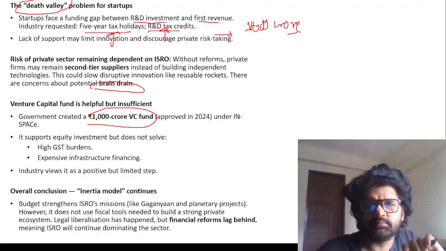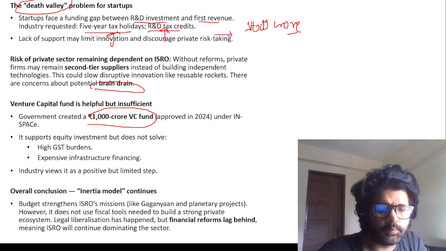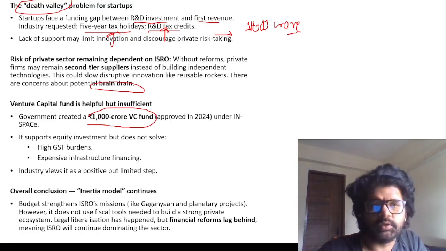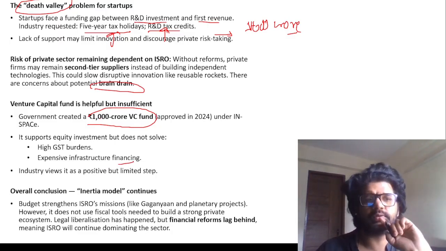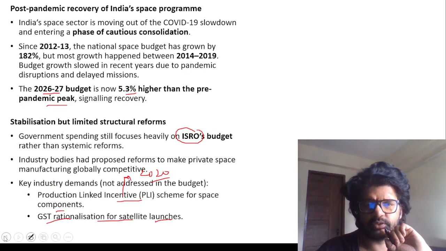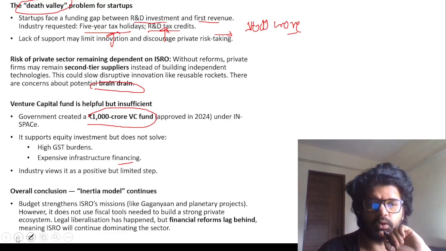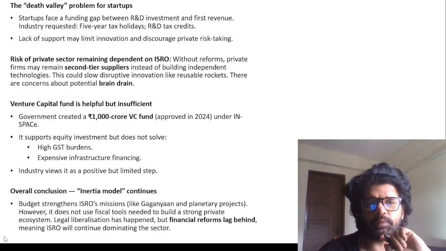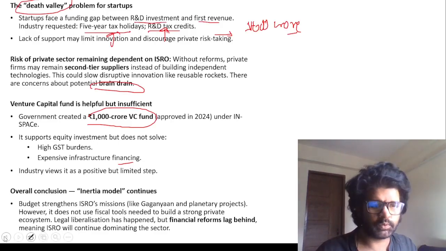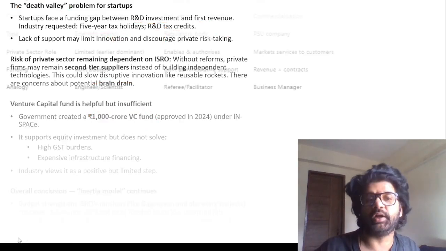But again, that is good, but it is not solving the GST problem on input materials, like space sector input materials. GST is there. Expensive infrastructure financing, critical status is needed for the space sector. That's what this article is saying. Give them the status of critical infrastructure so that they can get loans at a cheaper rate. So right now we have allowed the private sector on paper, but in reality we are still too dependent on ISRO. So legal liberalization has happened, but financial reforms lag behind. That's what this article is talking about.